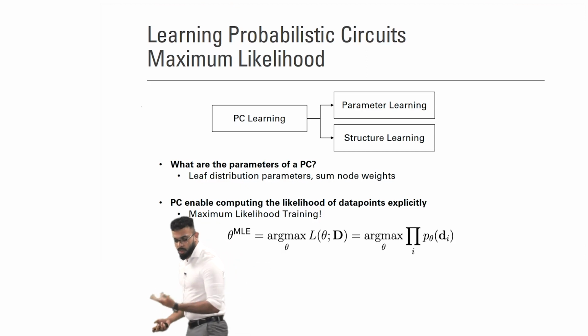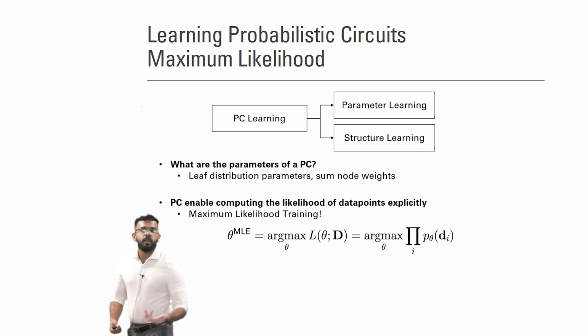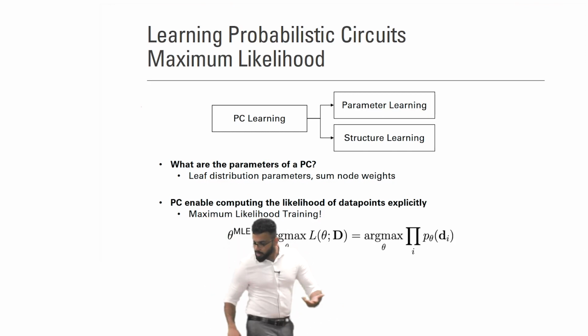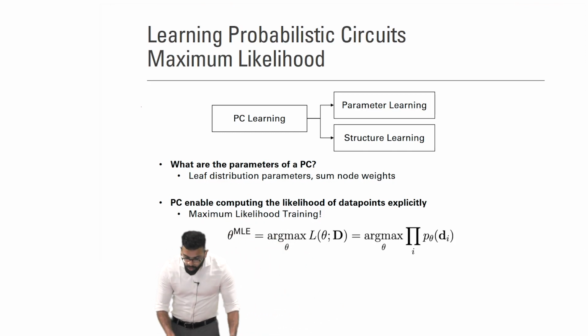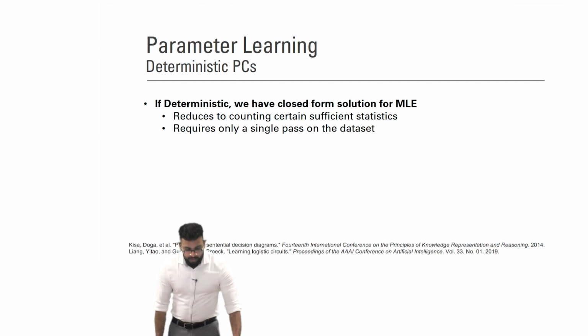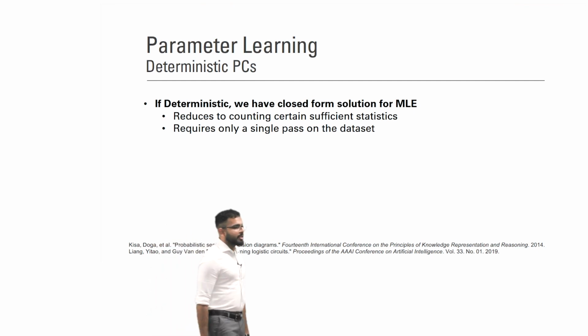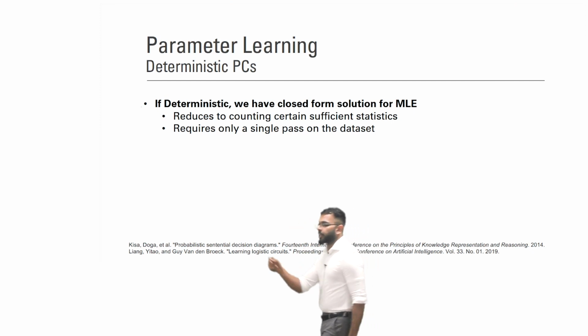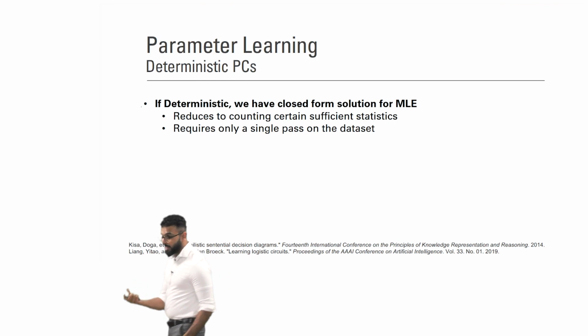So to make things stable, you typically work in the log space, where you compute log likelihoods instead of likelihoods themselves. So you maximize the log likelihood. Now, how do you maximize the log likelihood? Well, if your model is deterministic, then you have a closed form solution for MLE, because you have a fixed path that you take for each data point.